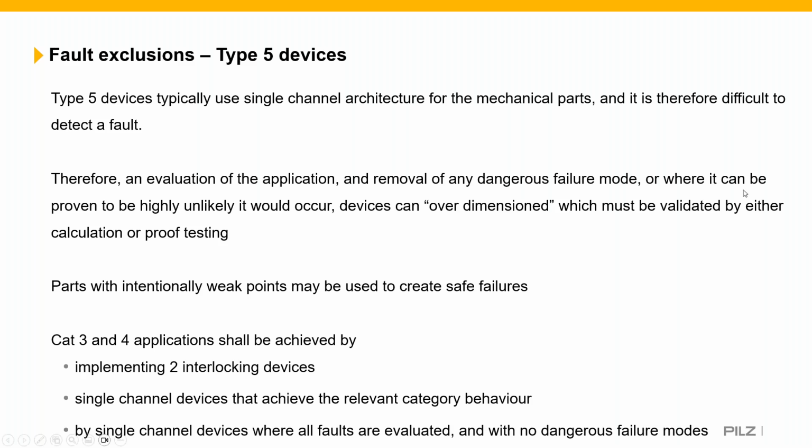Also, we need to consider that if we are looking at category 3 or category 4 applications, we have 2 interlocking devices so that the single channel devices achieve the relevant category behavior that's required from the control system. But single channel devices where faults are evaluated with no dangerous failures can also be used to achieve category 3 and 4 applications.